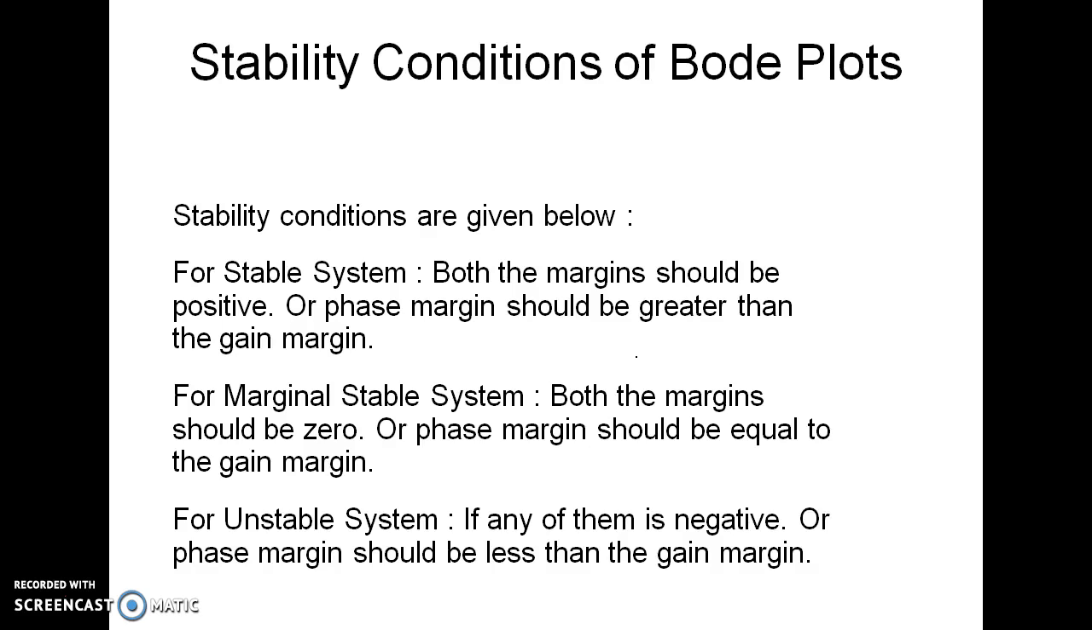So here we have seen how to find out GCF and PCF, what GM and PM are, and how to derive stability from the Bode plot.